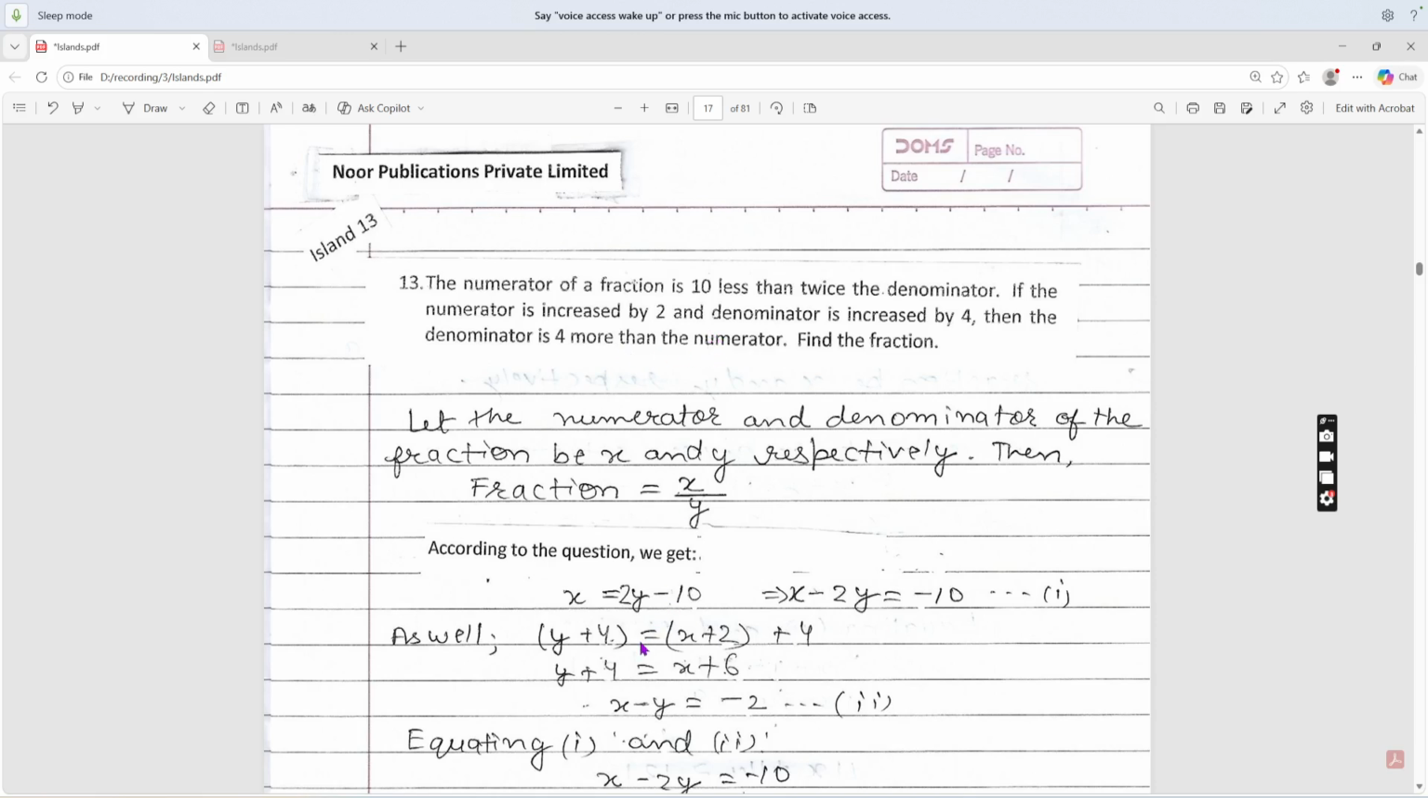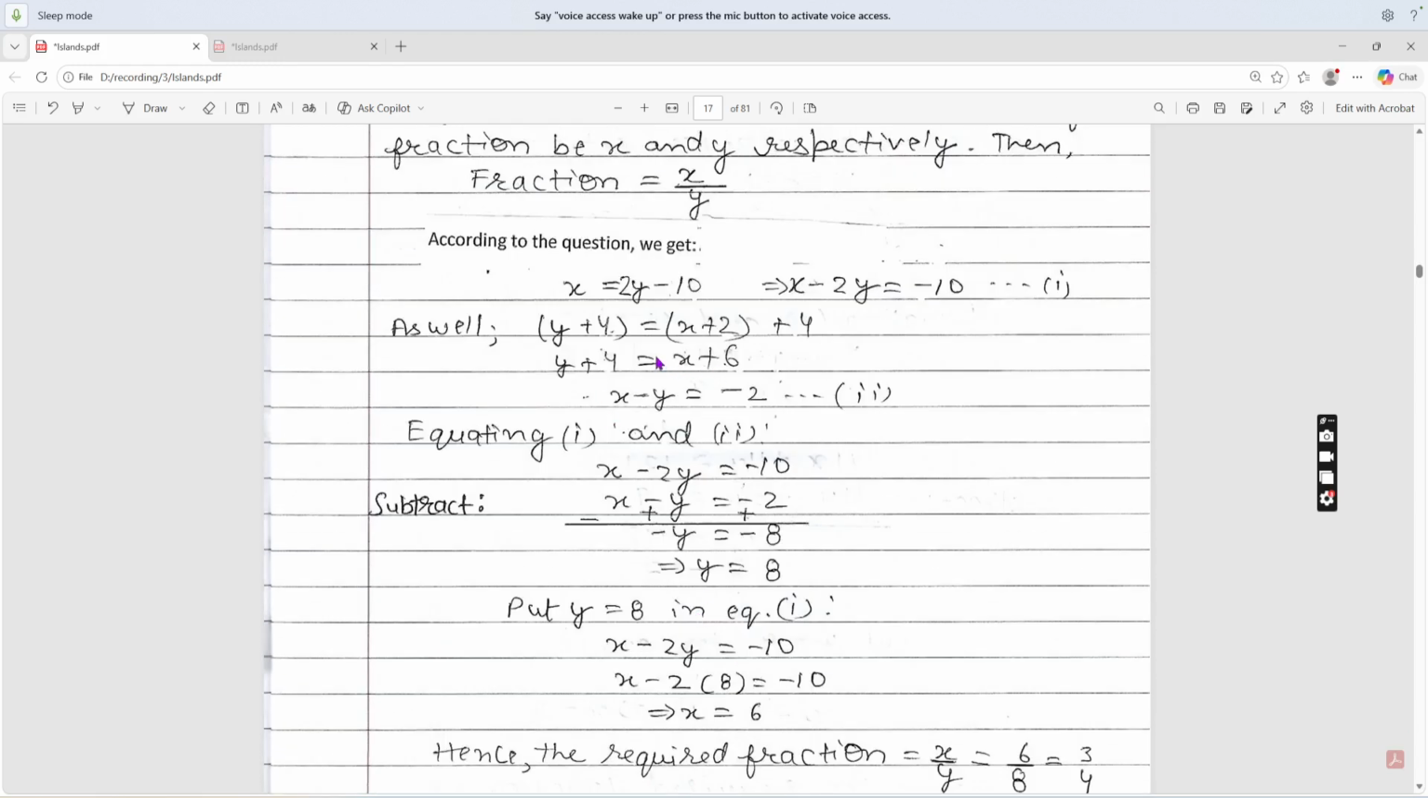Now for the rest, what we have to do, we just have to open the brackets and then shuffle everything to the LHS to get the standard linear equation. Simple. See, it is x minus 2y is equal to minus 10. Now we are going to open this bracket.